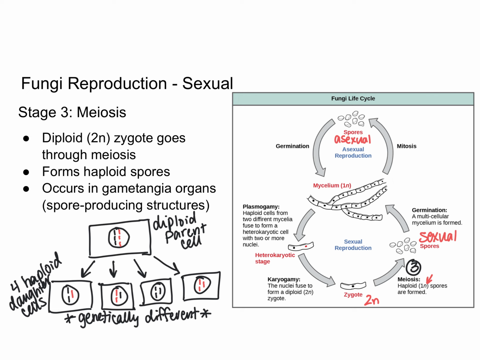And you can see on this picture here that we are talking about this area of the image. And so we're talking about meiosis occurring. And these daughter cells that I talked about over here are representing these sexual spores that are being produced.